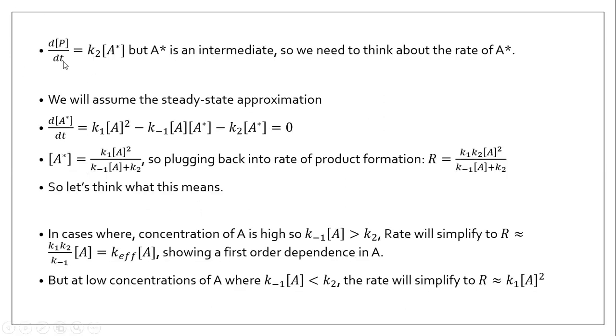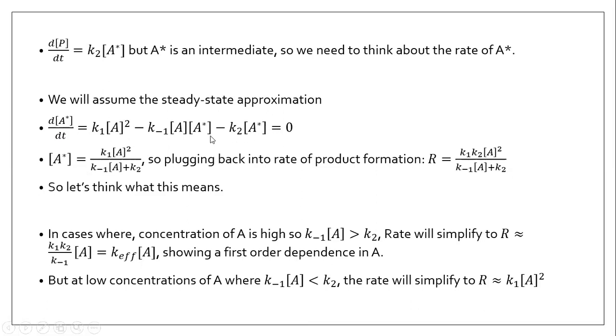So the rate of product formation is going to be k2 [A*]. But remember, A star is an intermediate, so we need to think about this in terms of the rate of A star. So we're going to make a steady state approximation for A star. Say that once it has the energy, it's going to start reacting. So the change in A star is going to be 0. So how does A star form? k1 times A squared, and k−1 A times A star, and also k2 A star.